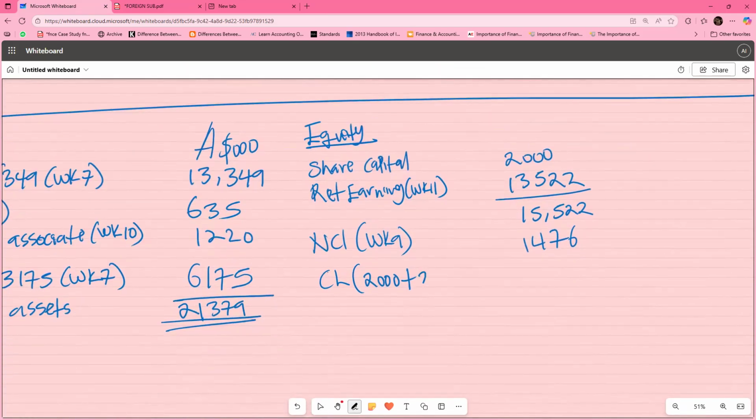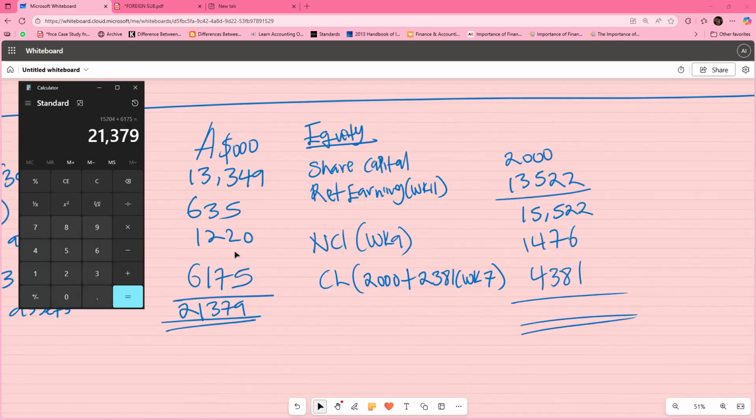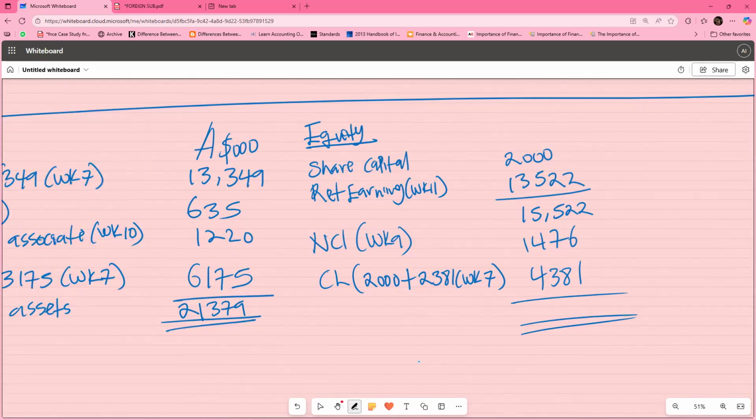So 2,381 as working seven. So that should be 4,381. So let's sum everything together. So this is 21, that's 21. 55 plus 1,476 plus 4,381. That's 21,371. So it agreed. 21,371.